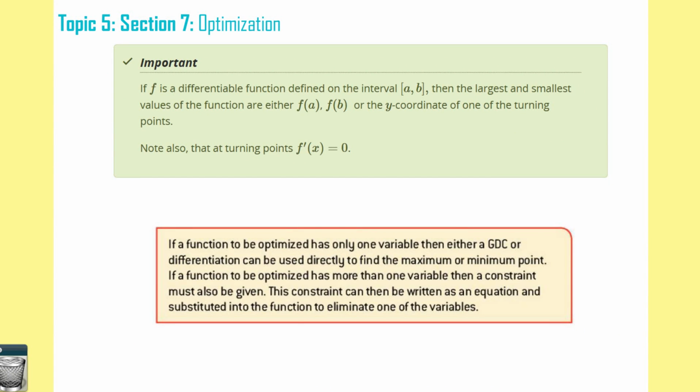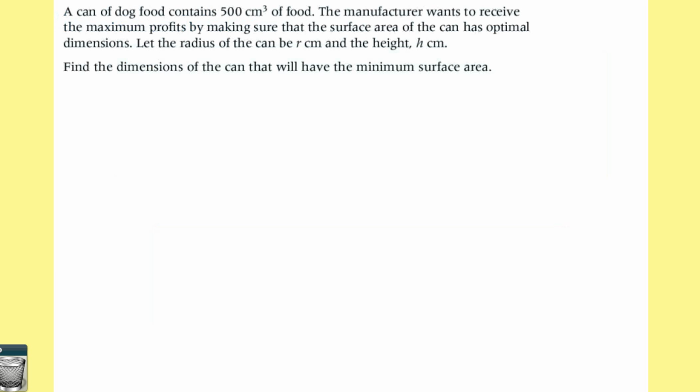Hello, we're going to talk about topic 5, section 7, optimization. Optimization is when we want to basically maximize or minimize something. You're finding the optimal amount. Again, this is the text explanation. I think it's easier to just do it with examples, so let's do a few examples.